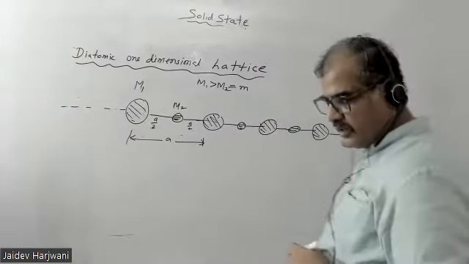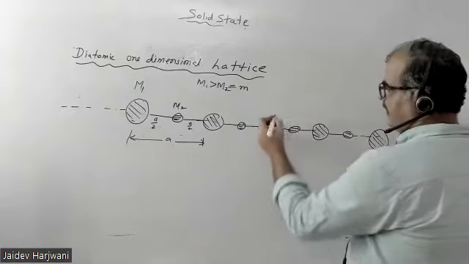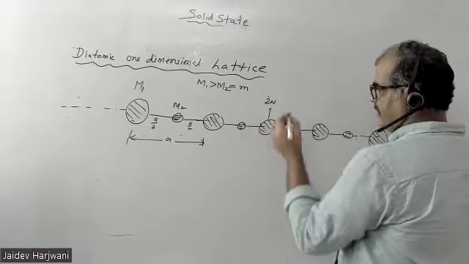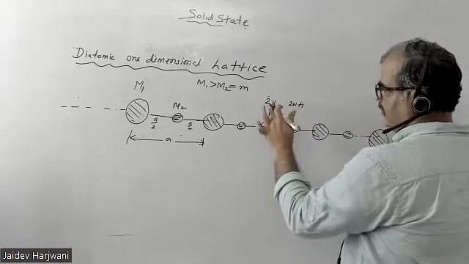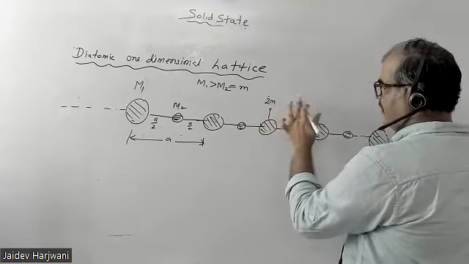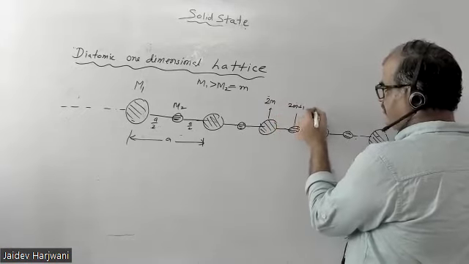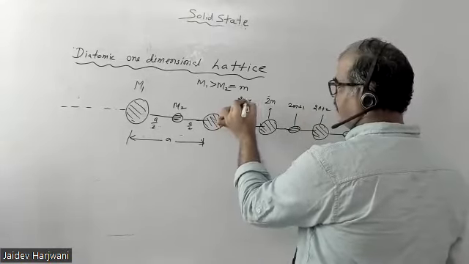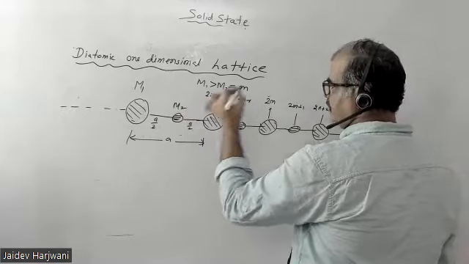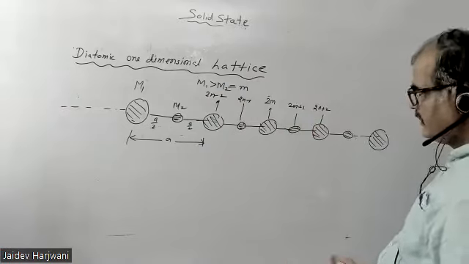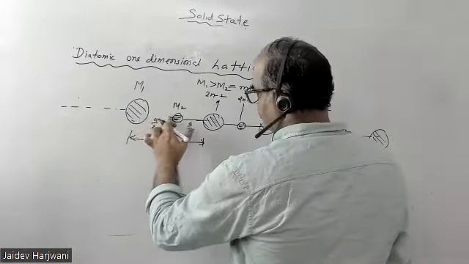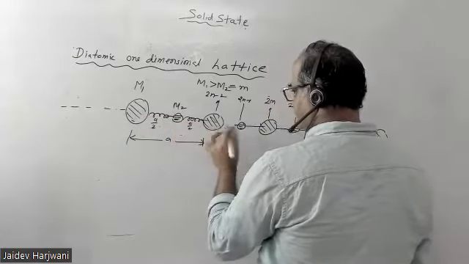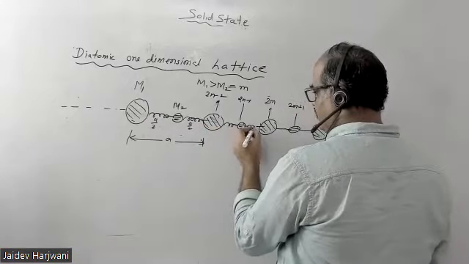Now because there are two atoms, say this is my atom number 2n, this is 2n plus 1, this is 2n plus 2, this is 2n minus 1 atom, and this is 2n minus 2 atom. Now again, these atoms I can assume connected by springs. These are springs, and the spring distance is a by 2.